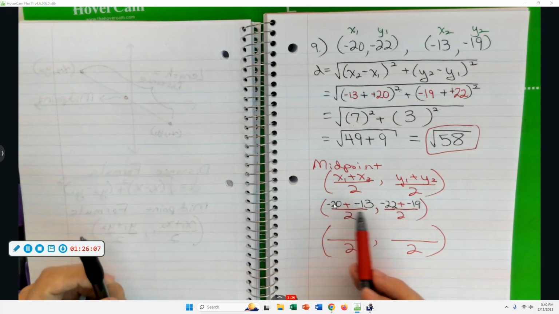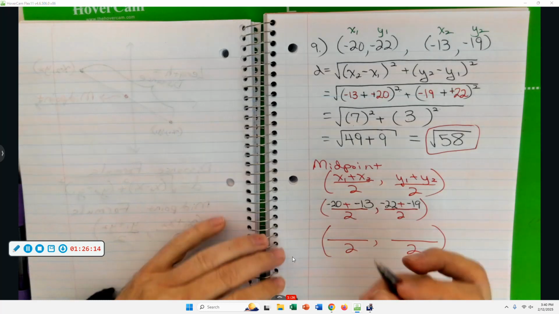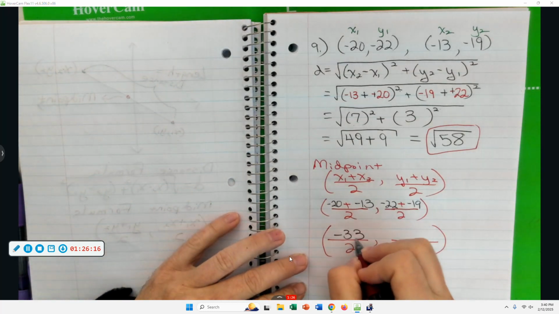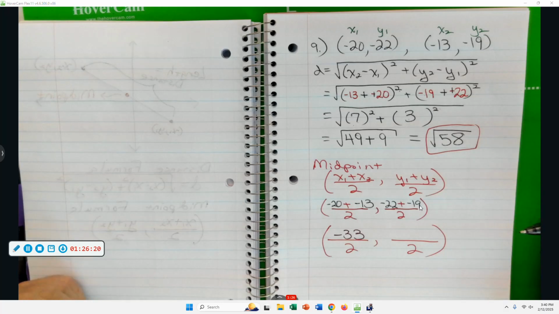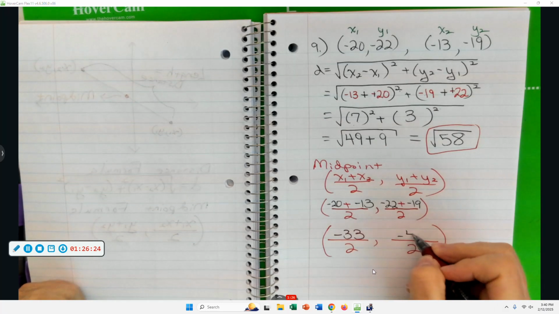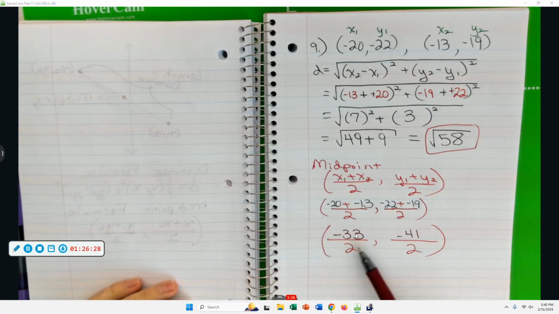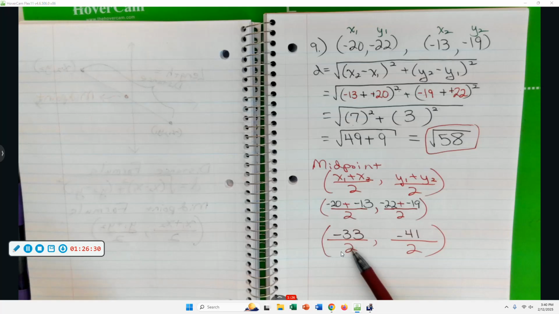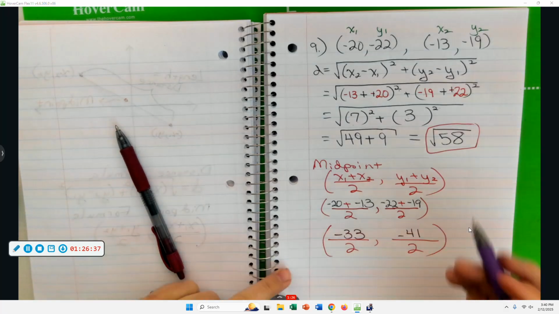Negative 20 plus negative 13, is that a negative 33? Negative 22 plus a negative 19, is that giving me a negative 41? Yeah. And there's no common factors. 33 isn't divisible by 2. 41 isn't divisible by 2. I'd leave it right here.